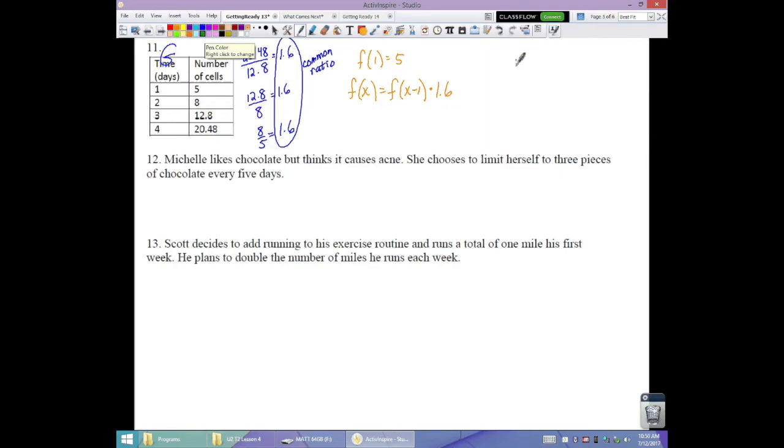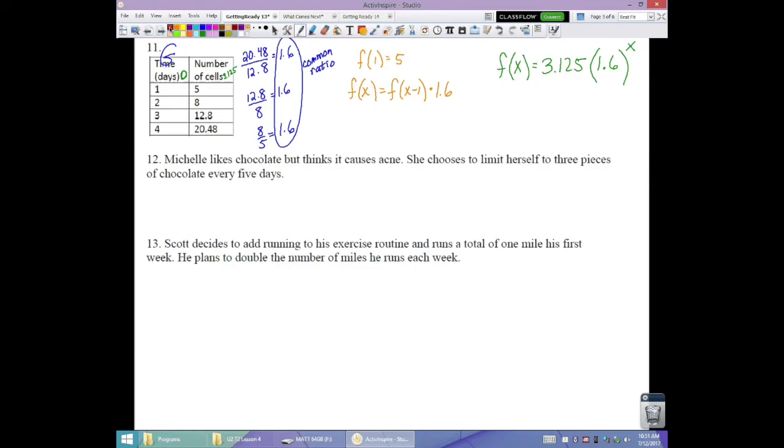For our explicit formula, again, for geometric, that means it's an exponential function. f(x) = 0th term. Now, to get our day 0 here, rather than multiplying by 1.6, we're going backwards. We have to do 5 divided by 1.6. So that would give me 3.125 cells. So day 0 is 3.125. And then our multiplier, 1.6 to the x.